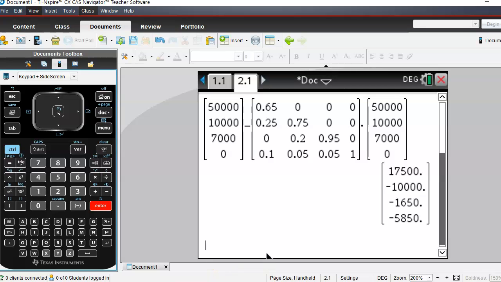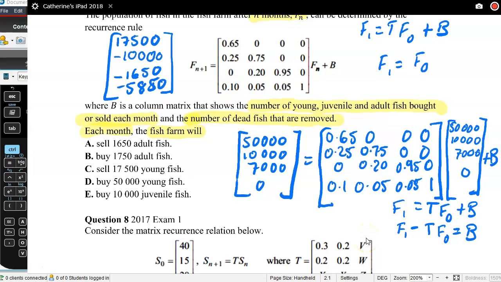So let's look at these options. Which ones make sense? A, sell 1,650 adult fish. Yep, because they're leaving the system. B, buy 1,750. Nope. C, sell 17,500 young fish. No, because they've been added to the system, so we've bought them. D, buy 50,000. Nope. E, buy 10,000 juvenile fish. No, because we are selling them. They're leaving the system. So the answer there is A.